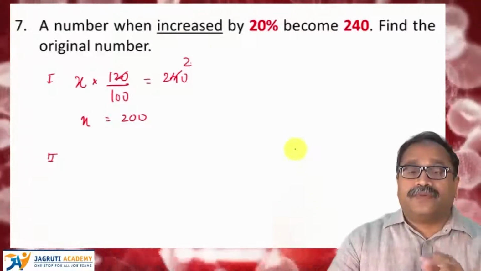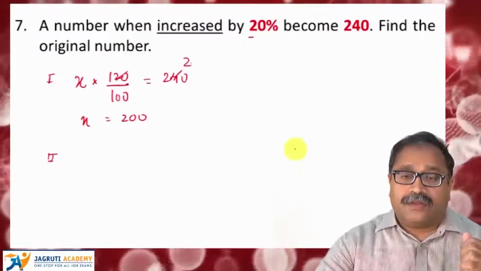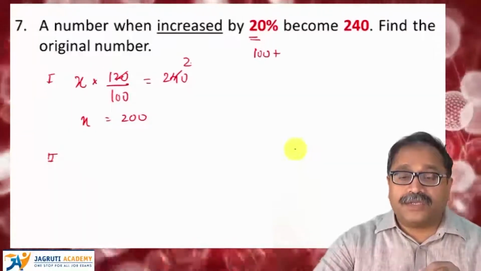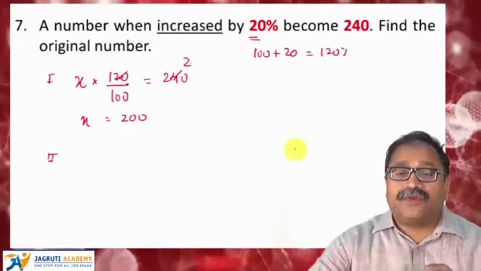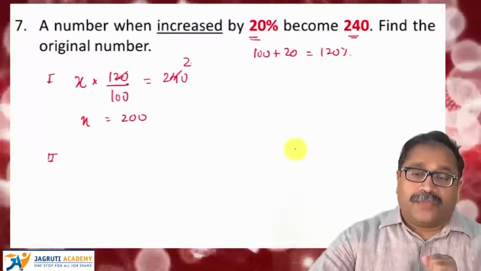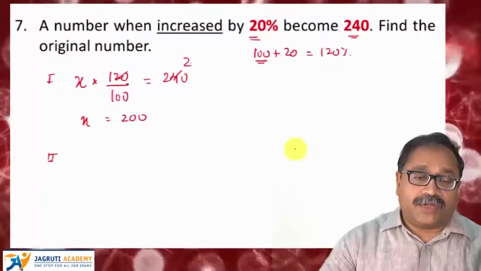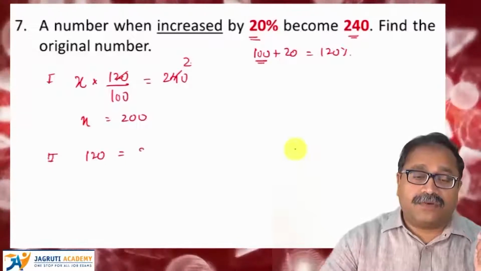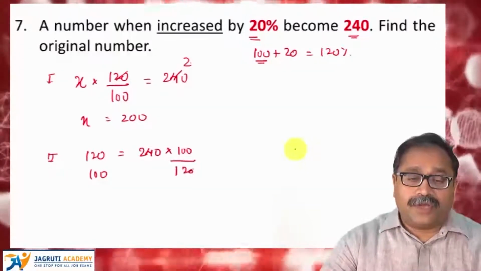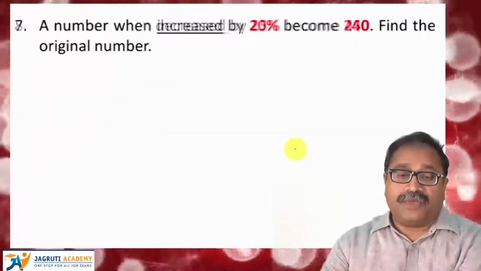The second way of doing it is important to know, because while we are dealing with profit and loss, we have frequent uses of the concept which we are discussing now. A number when increased by 20%, what percentage does it become compared to the original number? The original number will always be 100%. As it is increased by 20%, it becomes 120%. So 240 is 120%. Now if 120% is 240, what is 100%? Let's do it in equation format. If 120% is equal to 240, then 100% is 240 into 100 by 120, and it gets cancelled 2 times, 2 into 100, which is 200. This is your result.